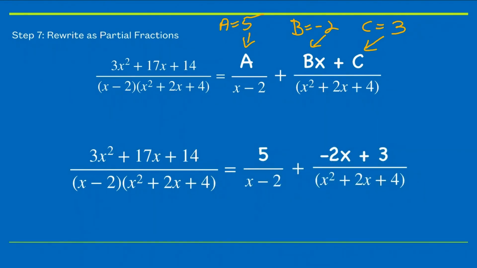So we said, 3x squared plus 17x plus 14 over x minus 2 times x squared plus 2x plus 4 is equal to 5 over x minus 2 plus -2x plus 3 over x squared plus 2x plus 4.